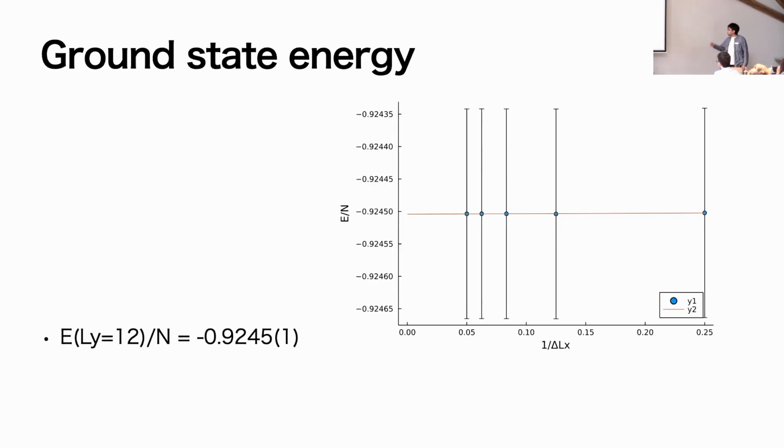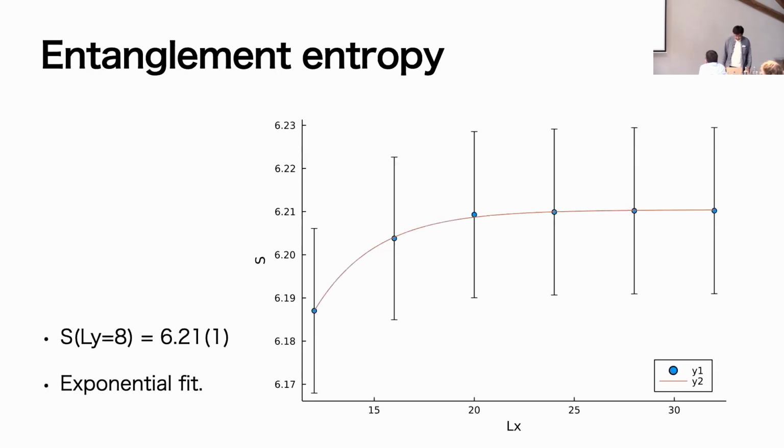And we can obtain the ground state energy by fitting about this LX infinity extrapolation. The error is a bit large, but we get a good number, E over N equals minus 0.9245. And we can get this number for other system sizes, and do the extrapolation about Ly again. Also, we can get the entanglement entropy by the exponential fit of the entanglement entropy at the center cut of the cylinder.